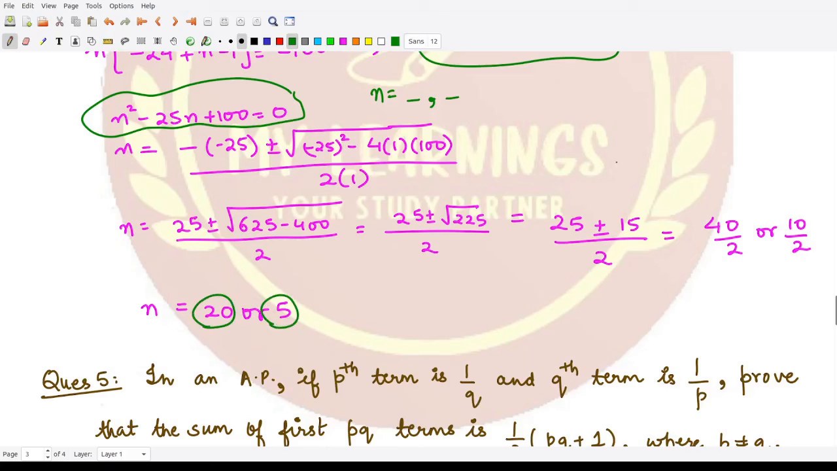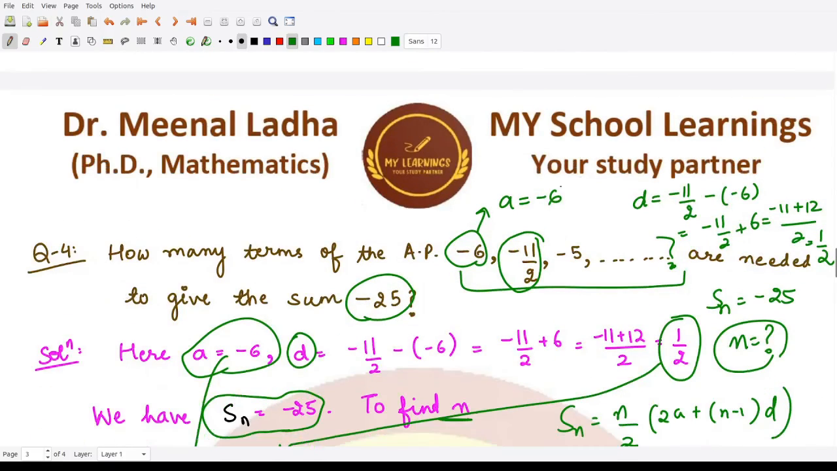So that means this sum Sn equal to -25 would be obtained when you take the value of n to be 20, and this is also obtained when you take the value of n to be 5. Now you must be thinking, how is this true? Here you can clearly see we have negative terms and they are increasing. So that means we would reach 0 at some point. So at some point when you take 5 terms, the sum comes out to be -25.